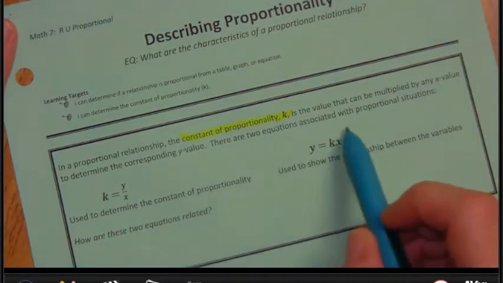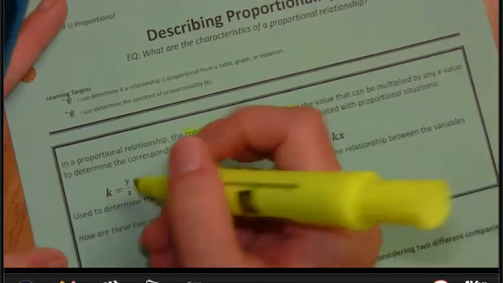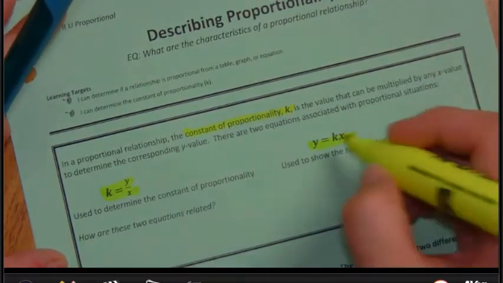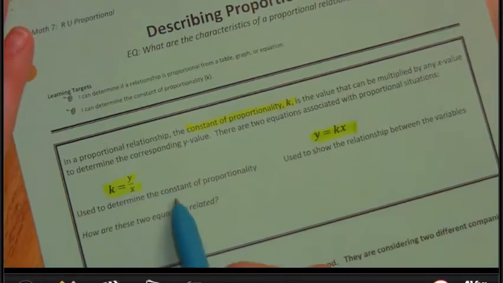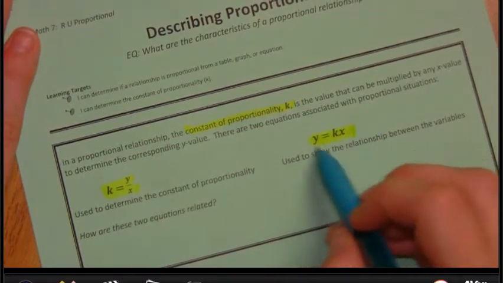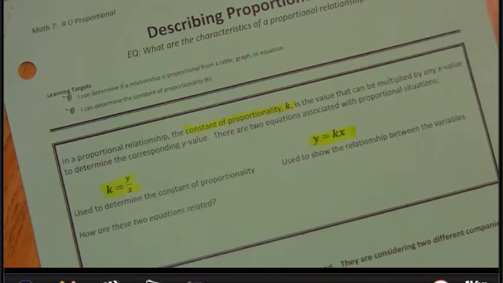There are two equations associated with proportional situations. My first one is K is equal to Y over X. And my second one is Y is equal to K times X. Okay. This one, K equals Y over X, is used to determine the constant of proportionality. And Y equals K times X is used to show the relationship between the variables. Okay.